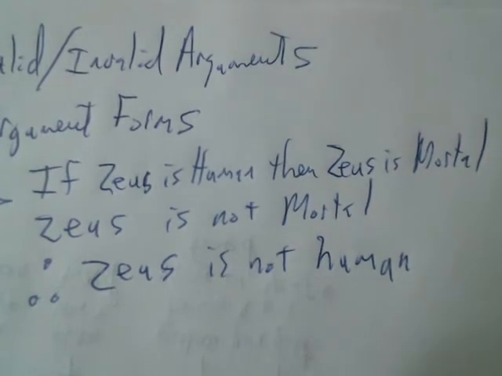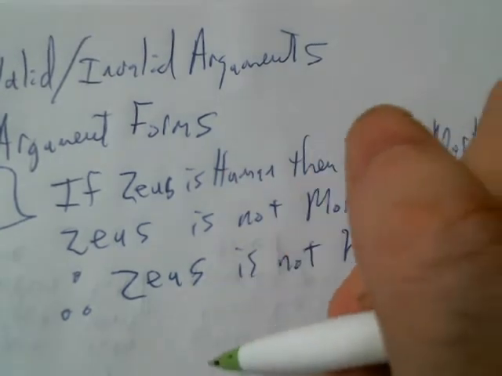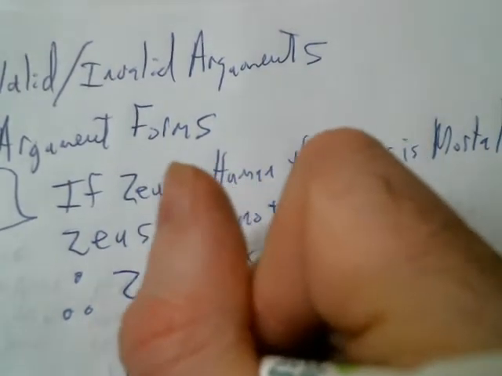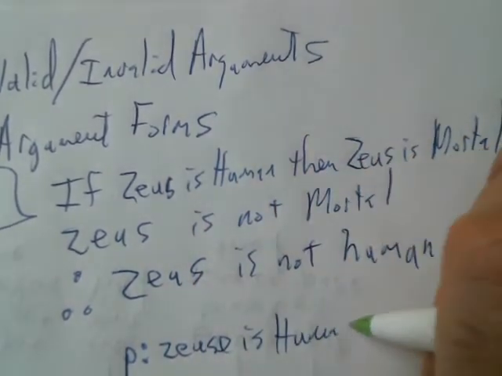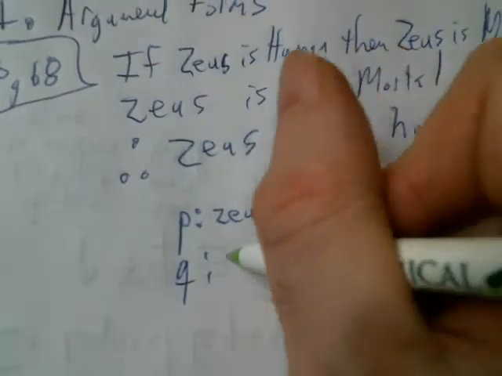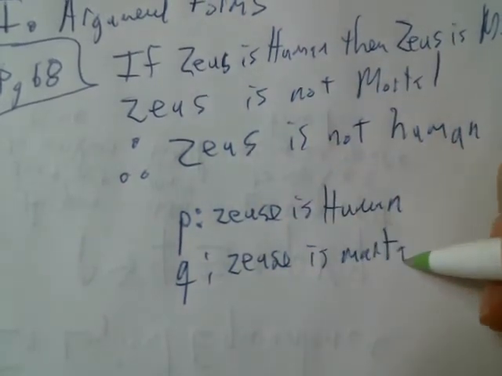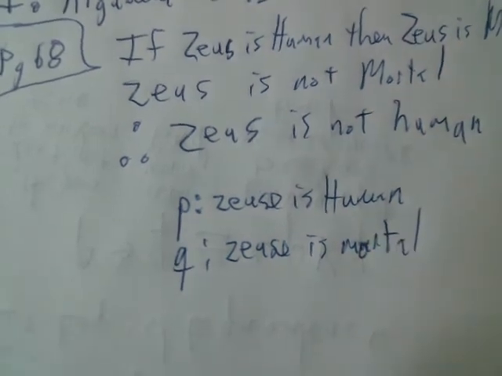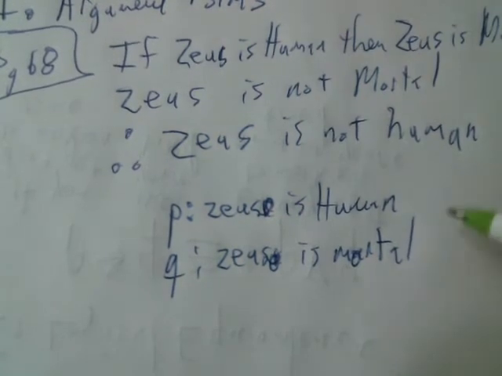Okay, we can completely get rid of all the English and just put it in symbol form using what we've done in the previous section on statement forms. So let's say Zeus is human is P. Let's say Q is the statement Zeus is mortal. Sorry about my spelling and my handwriting, it's just terrible. Okay, I think we'll be able to handle it now, right?